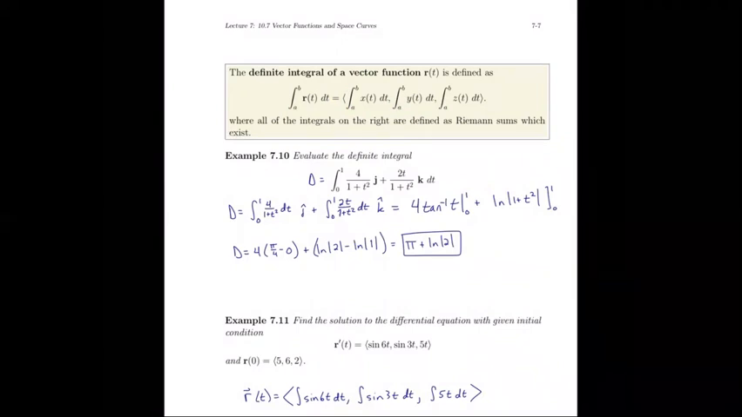So in the below example, we're asked to evaluate the definite integral here. What we'll end up with is just splitting that integral over each of the components. There's a j component and a k component, which have actually been overlooked here in the answer. So I need to add a j hat and a k hat so we don't forget it.